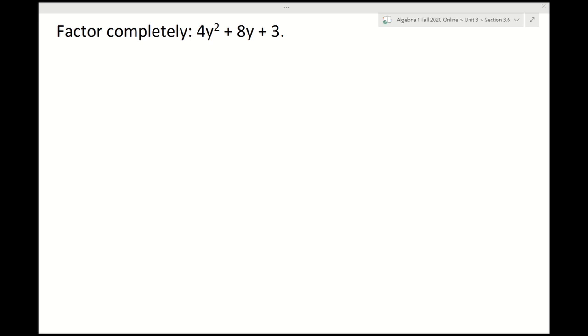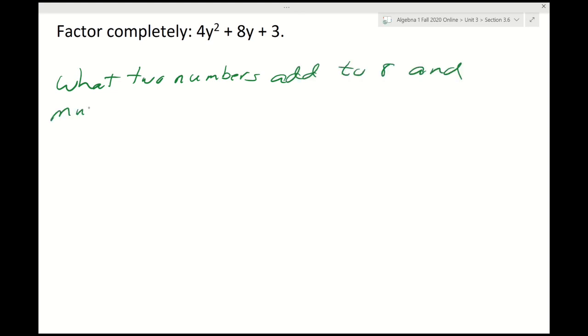Let's practice a few more. So here I have a 4y squared plus 8y plus 3. What two numbers add to 8 and multiply to 4 times 3, which is 12?